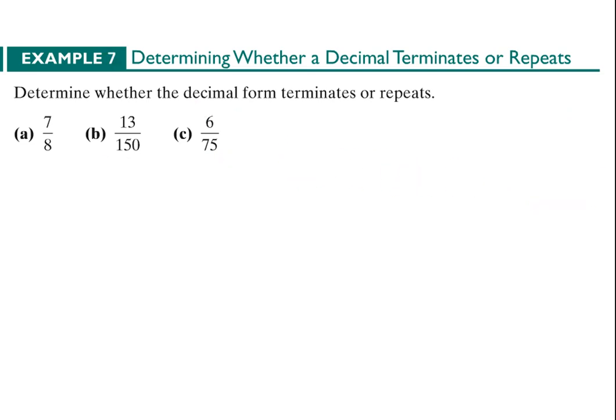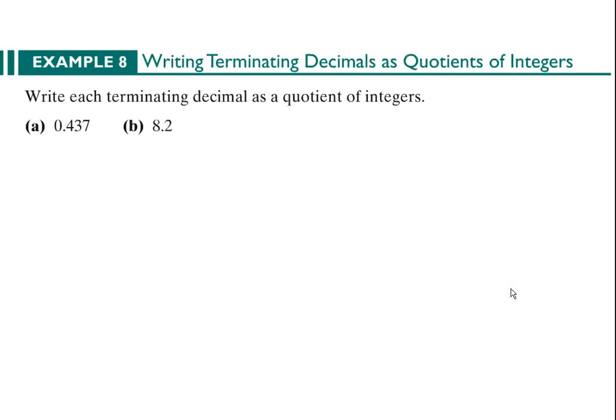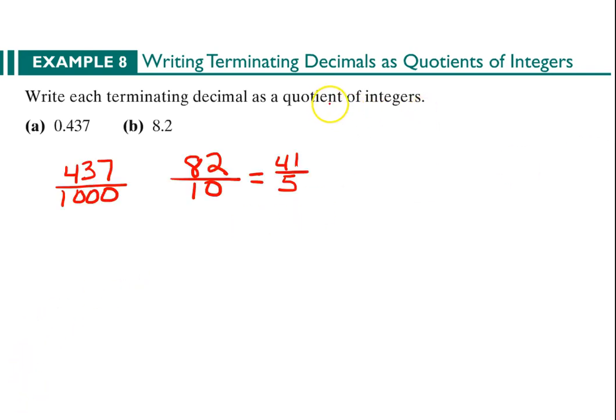All right, let's check the book out here. This is running a little long, but a lot of good stuff. And there it is. You can pause. Now here, they'd like you to write each terminating decimal as a quotient of integers. So they want you to write it in fractional form. Now this example is not in our booklet, so you'll have to write this over on the notes side. This is like an additional example 8.